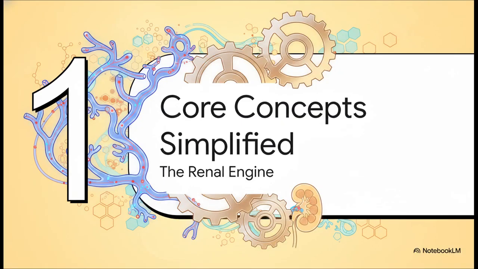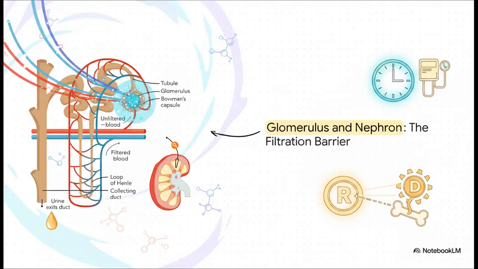Section 1. Core concepts simplified, the renal engine. Think of the glomerulus within Bowman's capsule as your body's ultimate filtration barrier for removing waste and making urine. Blood rushes in through the afferent arteriole, hydrostatic pressure forces the plasma and solutes right through that barrier, and the filtered blood exits via the efferent arteriole, while the leftover waste travels down the tubules. This tiny, microscopic structure is incredible.